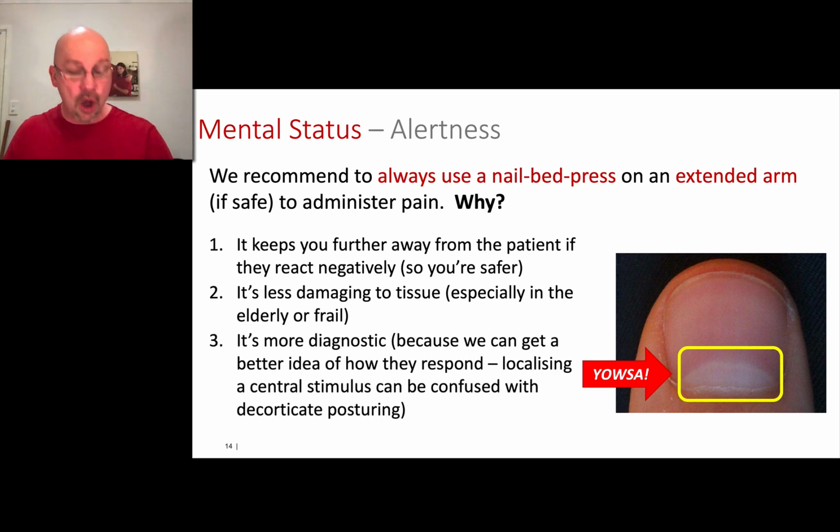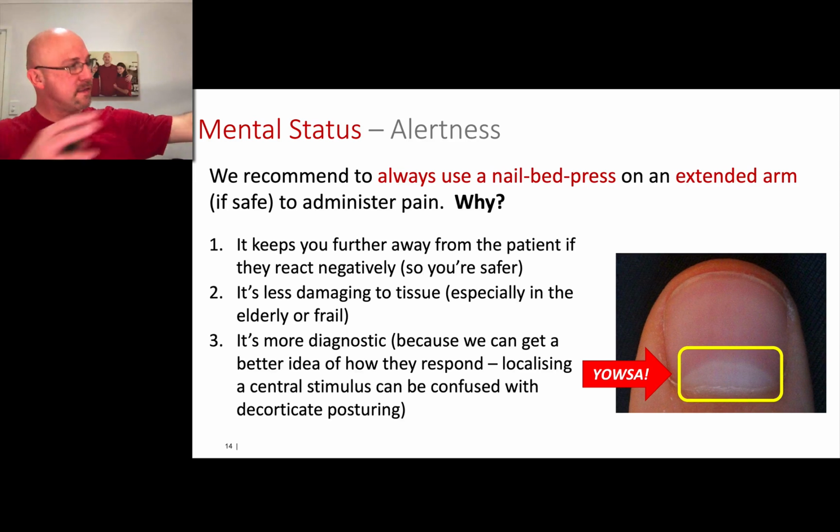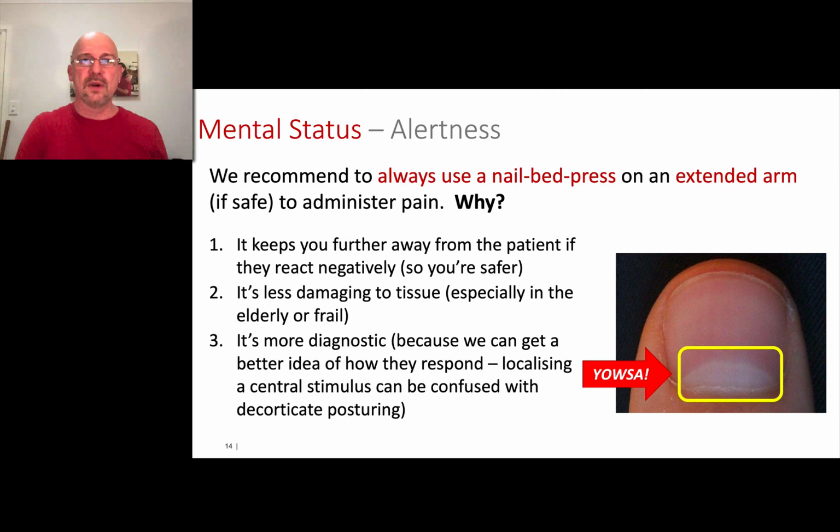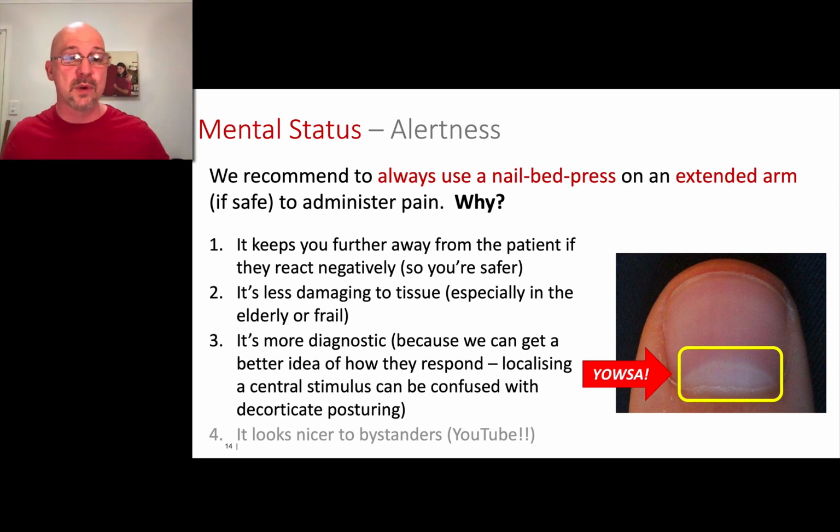And because it's not a midline stimulus, we get a much clearer differentiation of what it is that they're doing. So if I've got their painful stimulus away from the midline and they do this, that's clearly withdrawing. If they do this, that's localizing. If they start to do this, that's decorticate. If they start to do that, that's your decerebrate posturing. But if you rub somebody like this and they go like this, is that decorticate? Is that localizing? It's difficult to tell. So doing the painful stimulus as far away as possible from the midline is the most diagnostic.